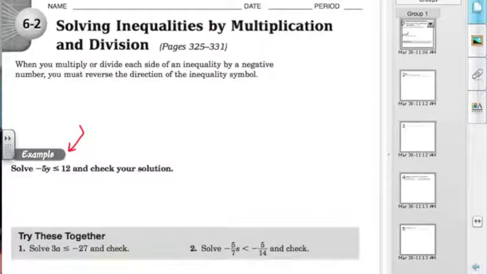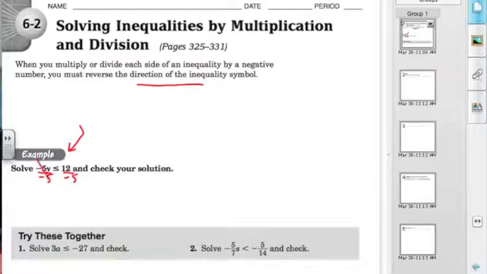All right, so we need to remember that any time that you multiply or divide by a negative coefficient, you must flip the sign, flip the direction of the inequality symbol. If not, you just come up with the wrong answer. So we have negative 5 multiplied by y. The only way to undo that is to divide by negative 5. You want to divide by negative 5 on the other side.